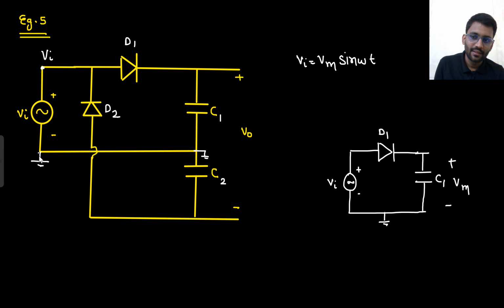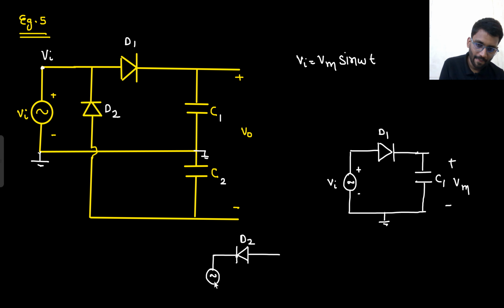This is Vin. This is 0. Let's talk about diode D2. The negative end of diode D2 is connected to plus Vin. One end of Vin is connected to ground. The positive end of D2 is connected to this capacitor C2, this plate, and the other end of capacitor C2 is connected to ground.